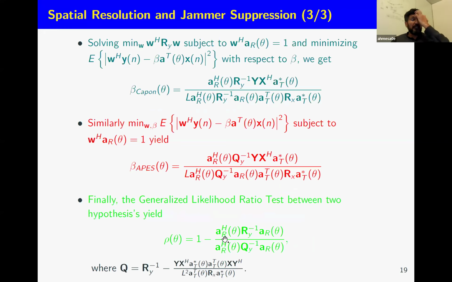Now what I want is to check how many targets are present, and the targets may be close to each other or far away from each other. For that we can use the Capon algorithm and the APES algorithm. There are famous equations of the Capon and APES algorithms, and those are given here. And then we have a likelihood ratio test as well.